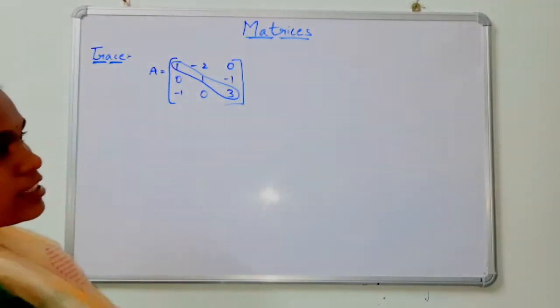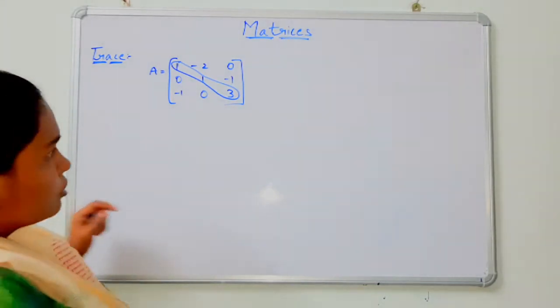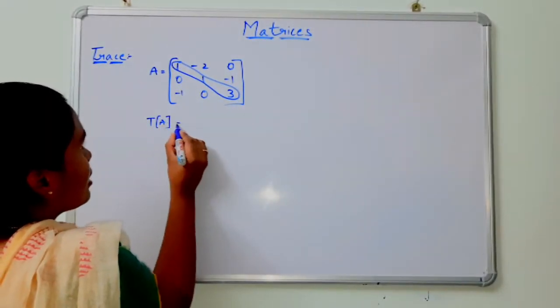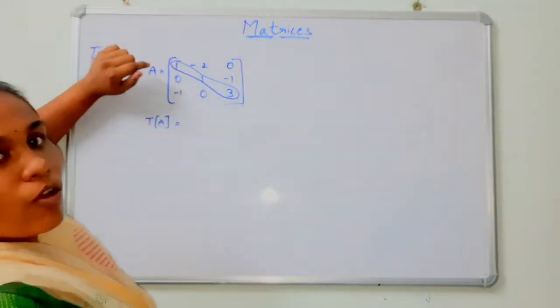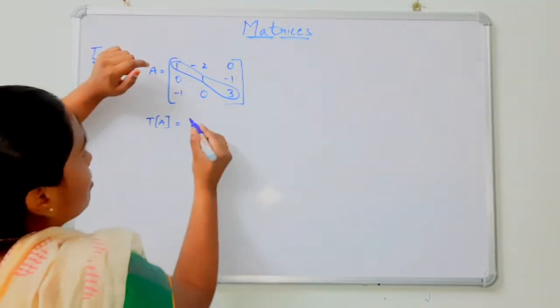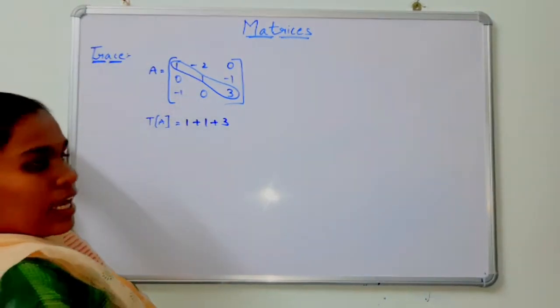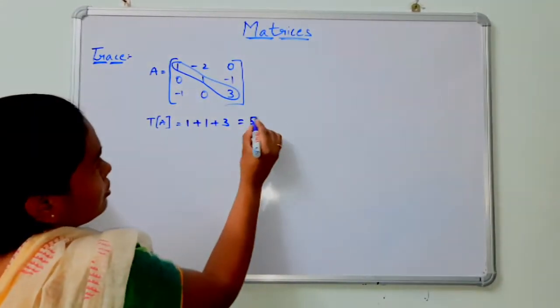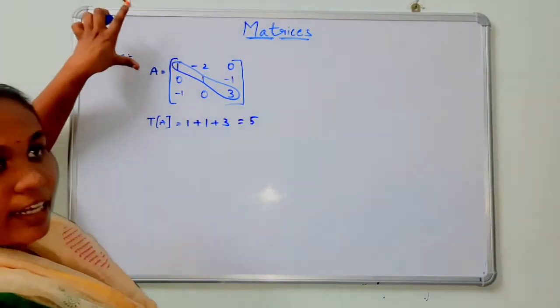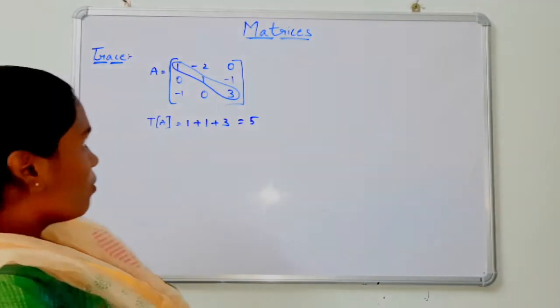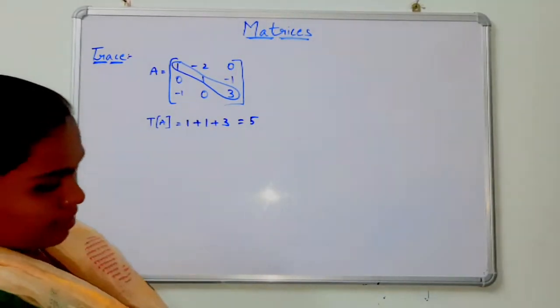Let us check what is the trace of this matrix A. So trace of matrix A is equal to, what I have said, the addition of the principal diagonal elements: 1 plus 1 plus 3. What's this answer? It is equal to 5. So the trace of matrix A is 5. Okay, now the trace of the matrix is finished.